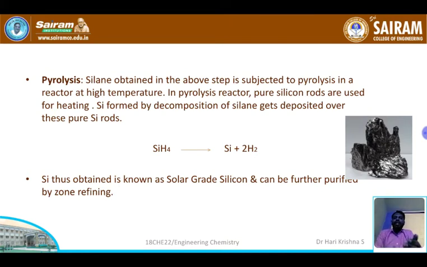Here we take the silane and heat it in a reactor to a very high temperature. When heated, silane decomposes to give silicon and hydrogen, and the silicon obtained is called solar grade silicon. Solar grade silicon looks like what is shown in the picture. It can be further purified by the zone refining technique. As discussed, it is used for manufacturing PV cells.